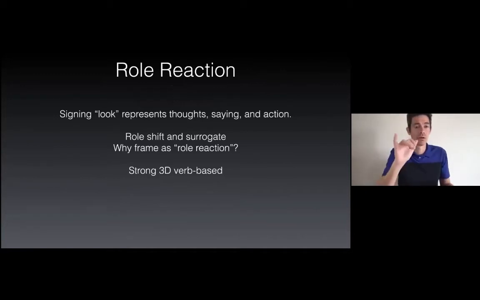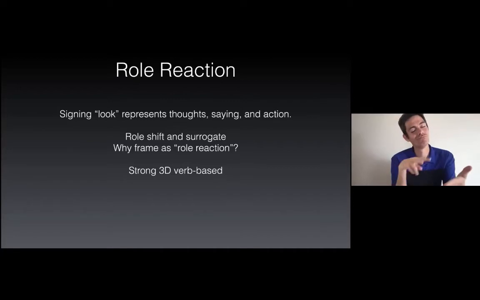So the first one, thoughts, is something like, I was writing and I was thinking. It doesn't mean that I was looking at the piece of paper that I was writing on. It was just a moment in action where I was thinking about what I was doing. So this sign is a really strong 3D verb-based sign, and it's showing where you're looking.